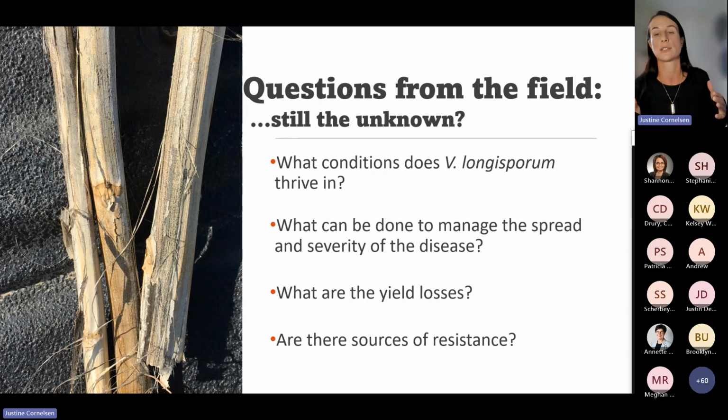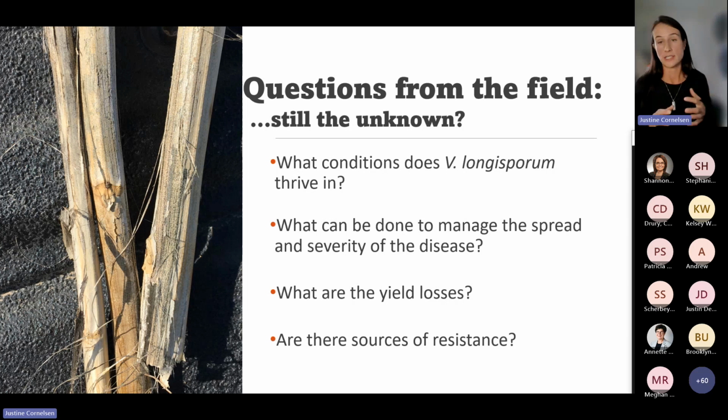What can then be done to manage the spread and the severity of the disease? What are the yield losses? Are we seeing different losses based on different sets of management practices or different hybrids that are being deployed? And that becomes kind of the biggest question in the end: what types of resistant sources are out there? Do any exist? Are we just working with tolerance?